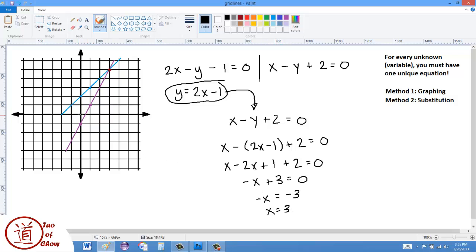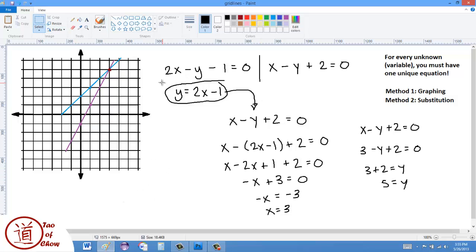Again, we found that the answer before was (3, 5). Now I could substitute again, but instead I'll go back to my original equation, x minus y plus 2 is equal to 0, and substitute the 3 back in. So 3 minus y plus 2 is equal to 0. Then adding y to both sides, I get 3 plus 2 is equal to y, and 5 is equal to y. We found before that the answer was x equals 3 and y equals 5, so same thing.